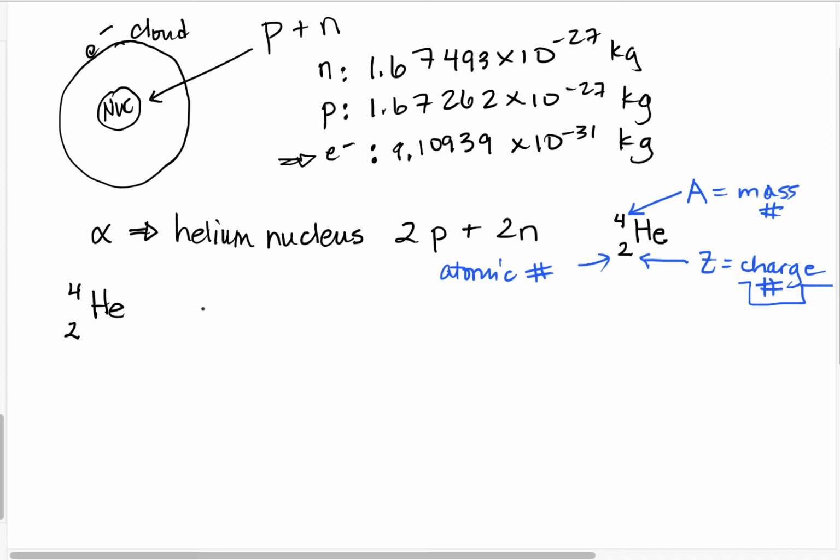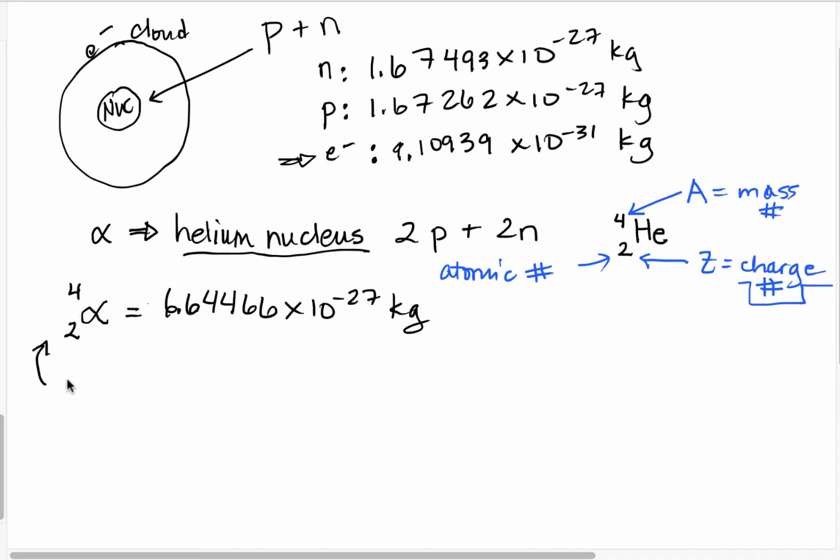So the alpha particle, I'll change the notation here. We'll make it alpha, just so we can be clear that this is a helium nucleus, not the whole atom. All right, so this has a mass that can be measured, and it turns out to be 6.64466 times 10 to the minus 27 kilograms. So this is the mass of an alpha particle by itself. So in the alpha particle, we said we have 2 protons and 2 neutrons. So let's add up the masses of 2 protons and 2 neutrons from these masses over here.